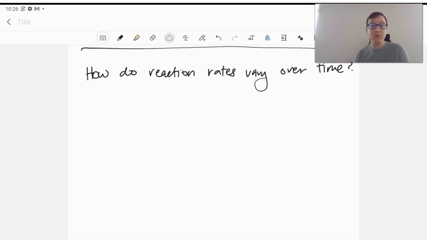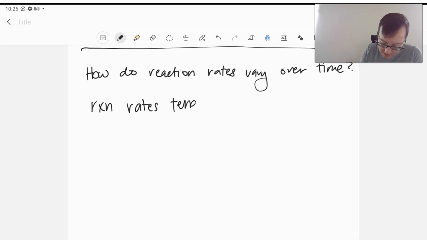Let's evaluate how reaction rates vary over time. We in fact will see that most reactions, by and large, do not follow a linear reaction rate. We're going to see that because reaction rates depend on concentration, and as we know that concentration of a reactant decreases over time, the rate will also slow down. So we see that reaction rates tend to slow over the course of a reaction.